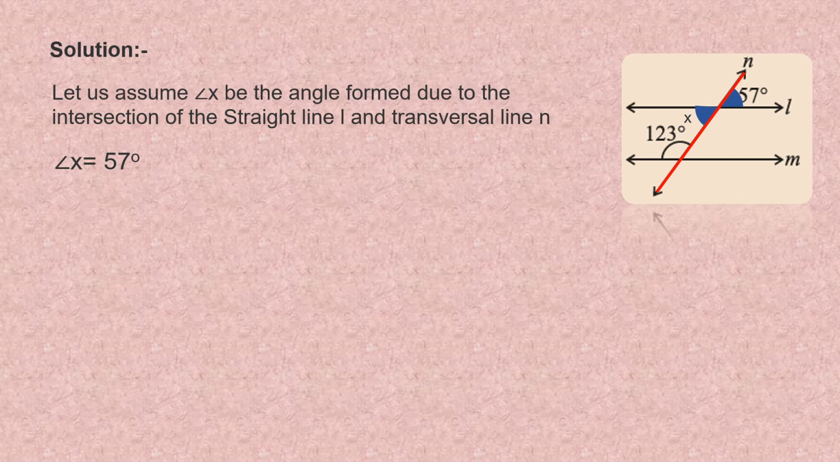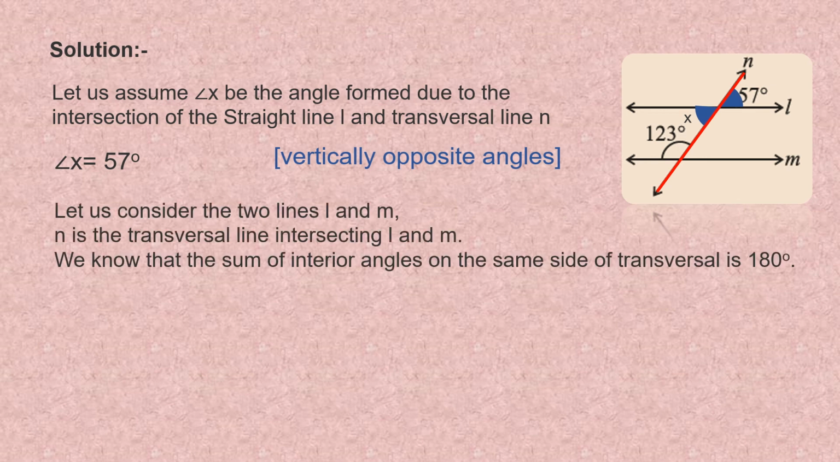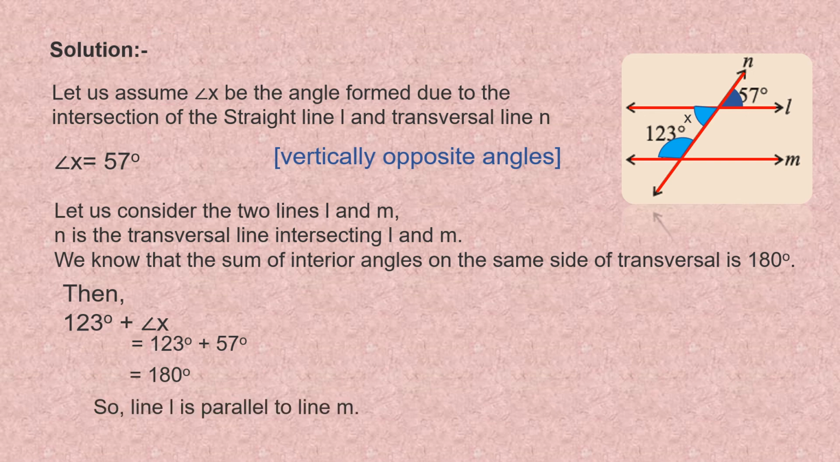So our parallel lines condition is the sum of the angles on the same side of the transversal is 180 degrees. Let us check that angle x equal to 57 degrees. So if we add, we must get 180 degrees. So 123 degrees plus 57 degrees equal to 180 degrees. Yes, so L is parallel to M.